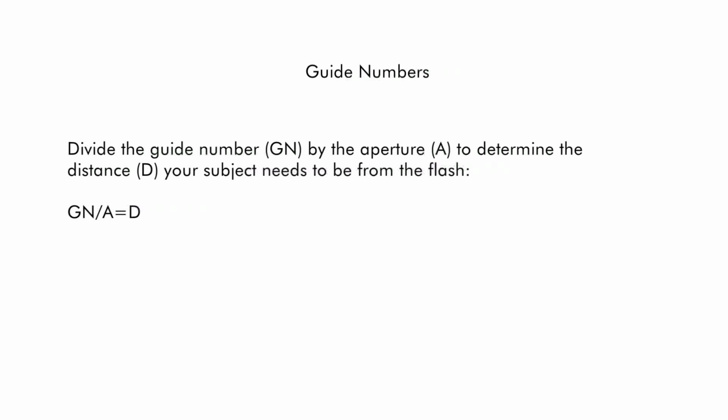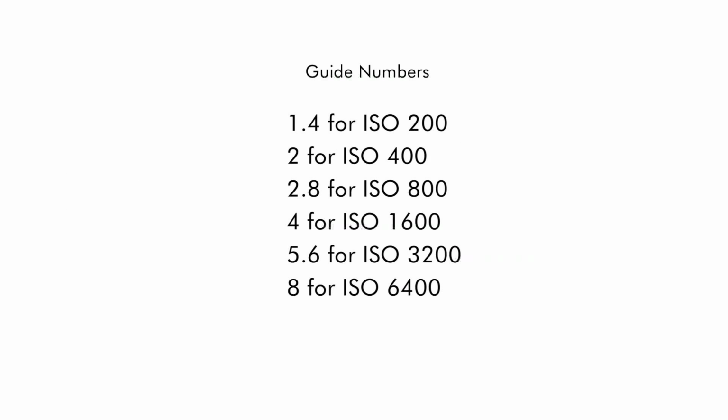If you know the aperture you want to work at, you can divide the guide number by the aperture to determine the distance your subject needs to be from the flash. GN over A equals D. Guide number tables usually give you guide numbers for shooting at ISO 100. To find the guide number for a different ISO setting, just multiply it by the appropriate factor shown here. The factors are easy to remember since they're the same as the one-stop intervals for apertures.